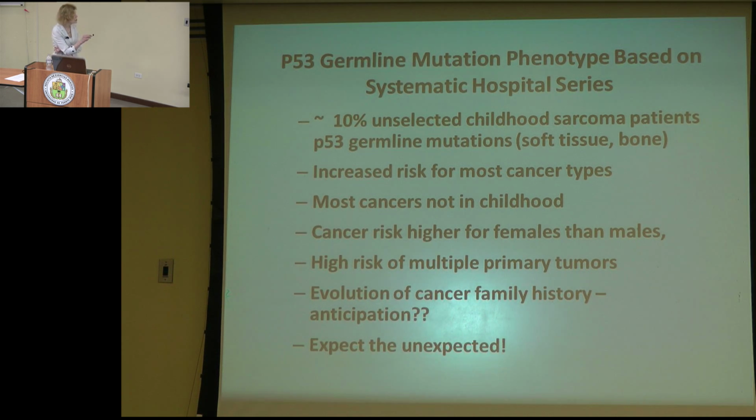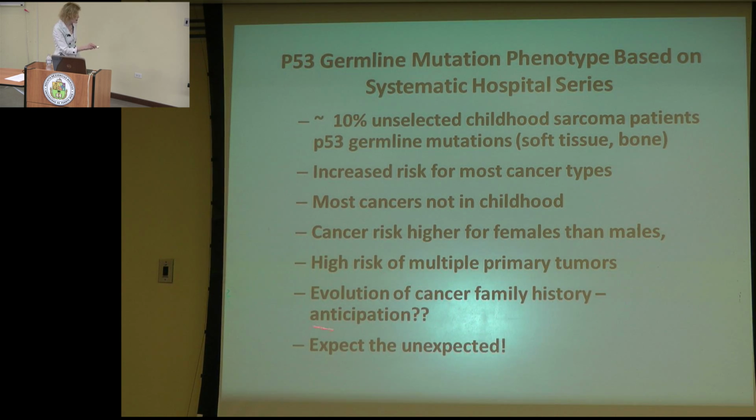So I've told you, I'll just summarize quickly here. Based on studies at MD Anderson anyway, roughly 10% of unselected childhood sarcoma patients had p53 germline mutations. They're at increased risk for most cancer types. Most of the cancers do not actually occur in children. Cancer risk is higher for females than male mutation carriers. High risk of multiple primary tumors.